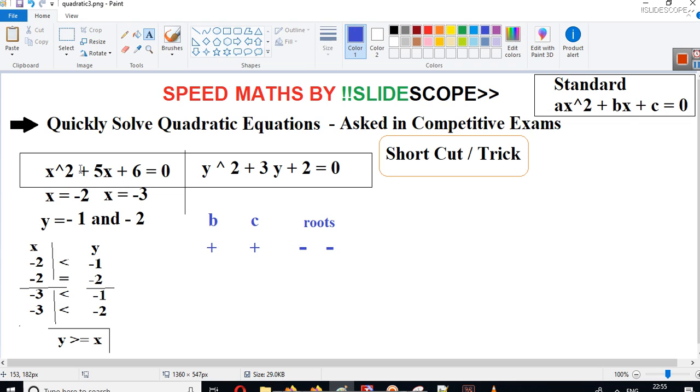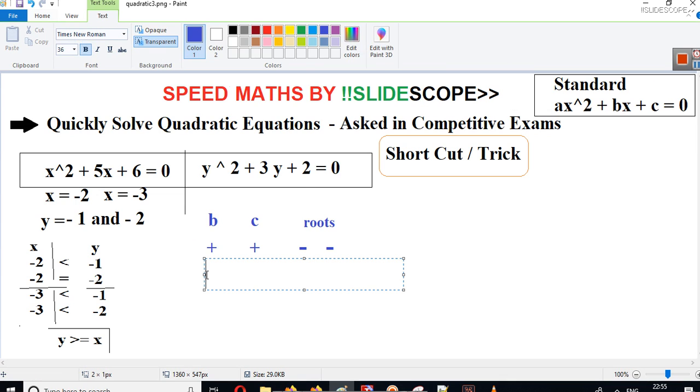So in our given example, B is positive because it's plus 5 and C is also positive because it's plus 6. Hence the two calculated roots were negative: negative 2 and negative 3.